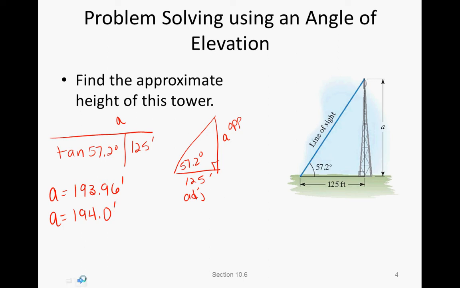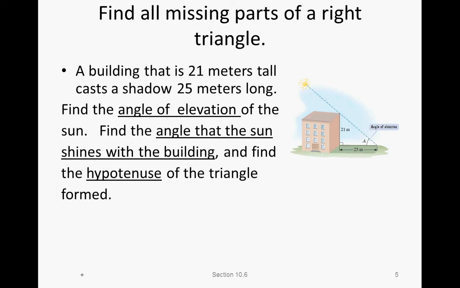Let's look at the next one. Find all missing parts of a right triangle. A building is 21 meters tall. That's given for you right here. It casts a shadow 25 meters long, also given for you. Find the angle of elevation, so that is marked here, the angle of elevation of the sun, and find the angle that the sun shines with the building and the hypotenuse of the triangle formed.